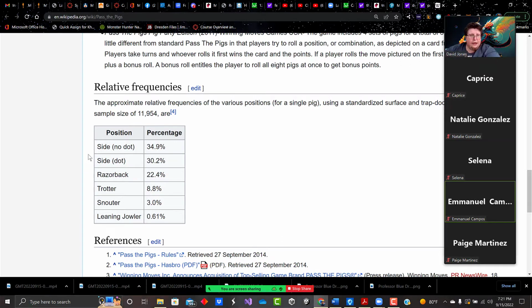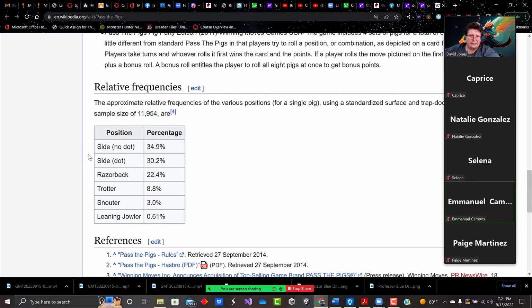So the options are side with dot or side without dot. That's the first one listed. Side with dot. Side without dot means when you roll it, the pig lands with the dot-free side facing up. Razorback is the pig landing on its back. A trotter is when the pig lands on its feet.